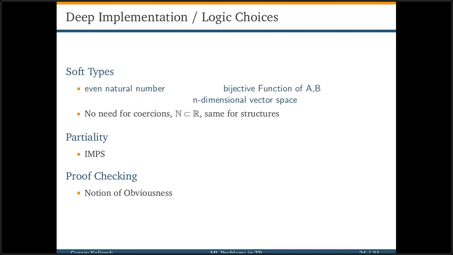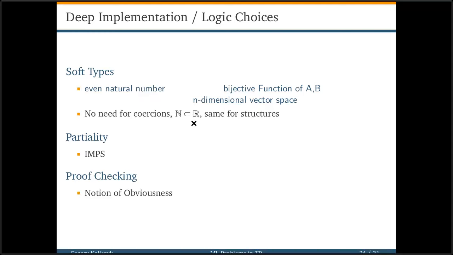In the various softly typed systems, Mizar would be maybe the largest example, the N is a subset. I actually wanted the subset of Q, but it's a subset of R, and the same thing for structures.